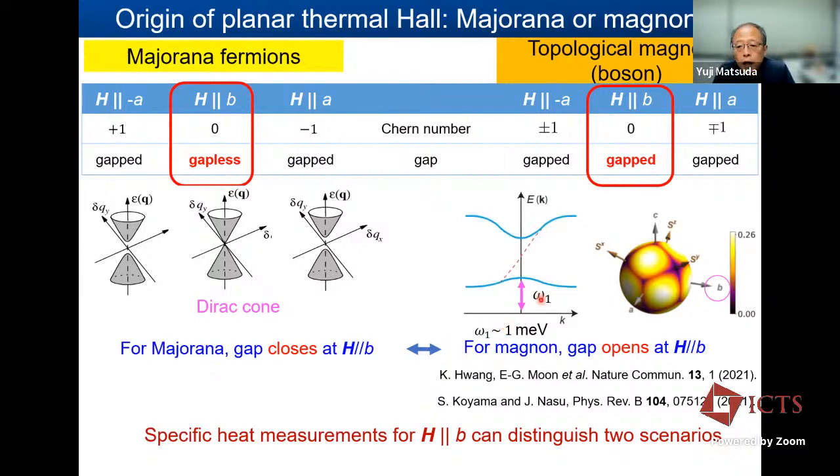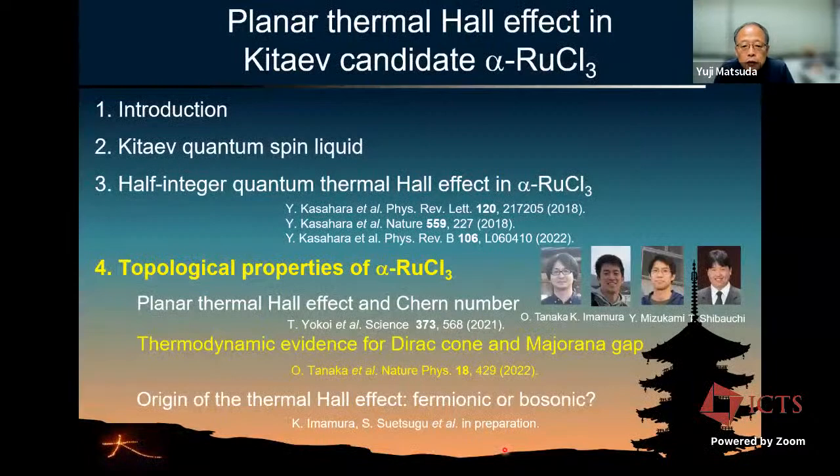On the other hand, in the topological magnon case, the gap opens at the parallel-field part of the B-axis. The gap amplitude is nearly 1 meV. Therefore, the specific heat measurement for the parallel-field part of the B-axis is very important to distinguish these two scenarios. So now I'd like to talk about the recent result of the Dirac cone and Majorana gap.